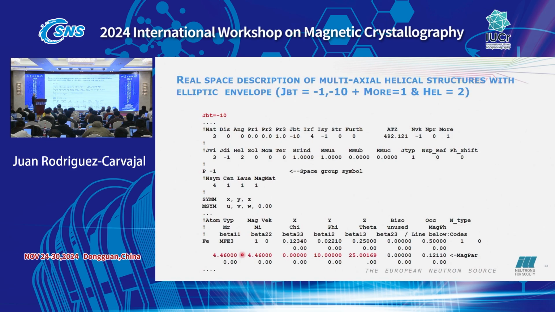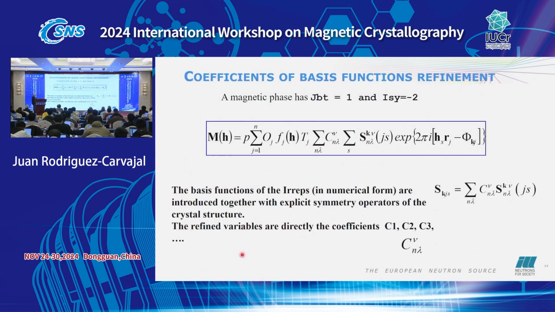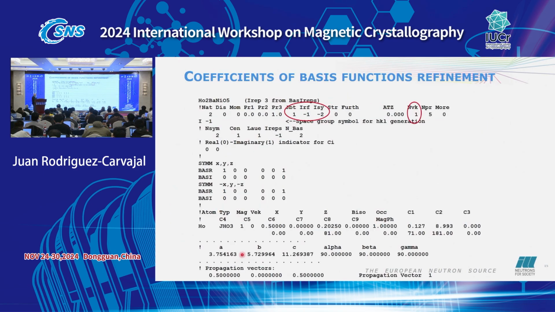This is using the multi-axial helical structure, but using JBT equal to -10, and then you have this angle here. And, well, it's not coefficient of basis function. Well, you will see now how you have this JBT equal to 1, IRF equal to -1. -1 means that you generate only satellites. And IC equal to -2.